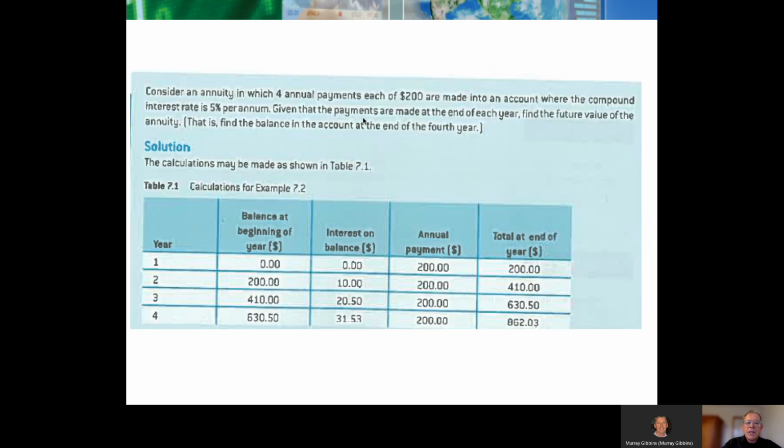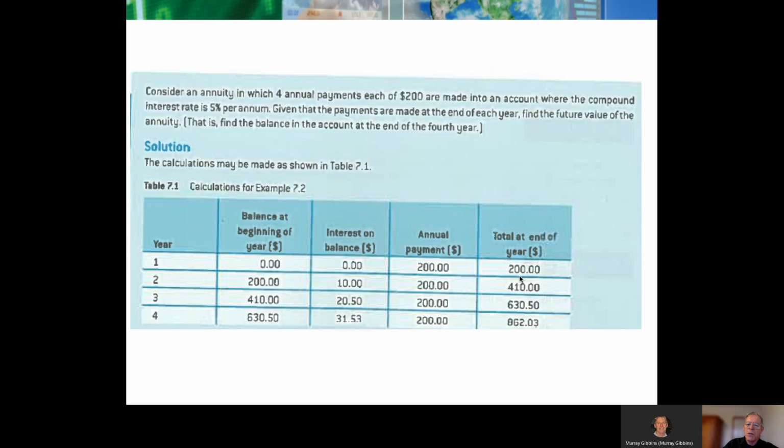Okay, so let's see what it looks like. We've got 4 annual payments, $200 each. What does it look like line by line by line if interest is 5% per annum? So we start with nothing, and the annuity doesn't happen until the end of the year. So pretty much we haven't earned any interest because it's an ending annuity at the end of year 1.